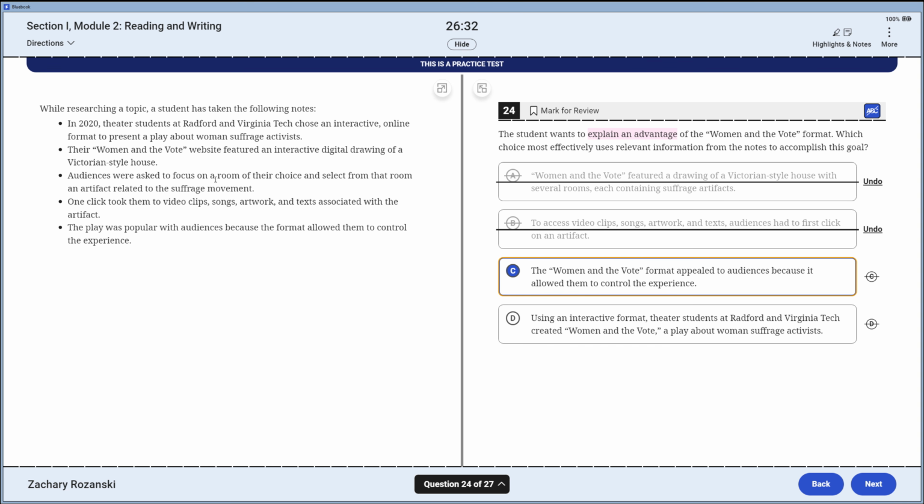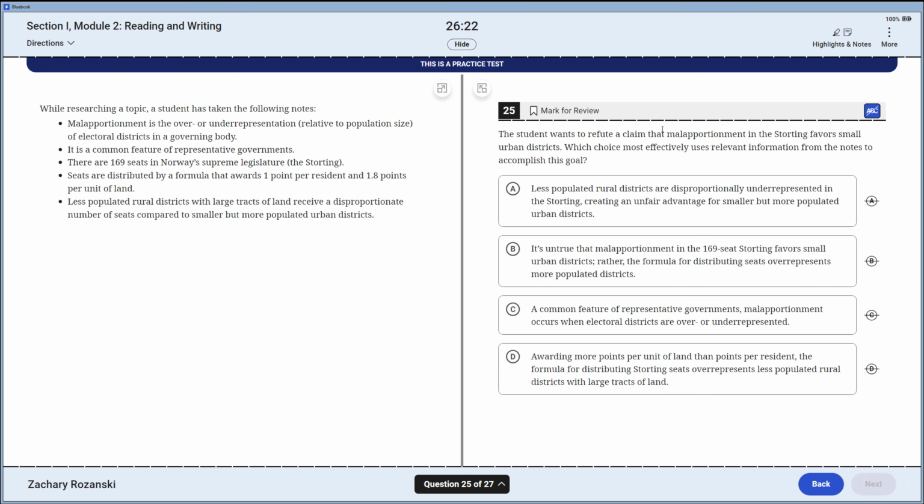I'm just going to make sure that B is true or C is true. "Appeal to audiences" because the format allowed it to explain this, this absolutely gives me what I'm looking for. So D is just scratching at the surface of what C hits right over the head.